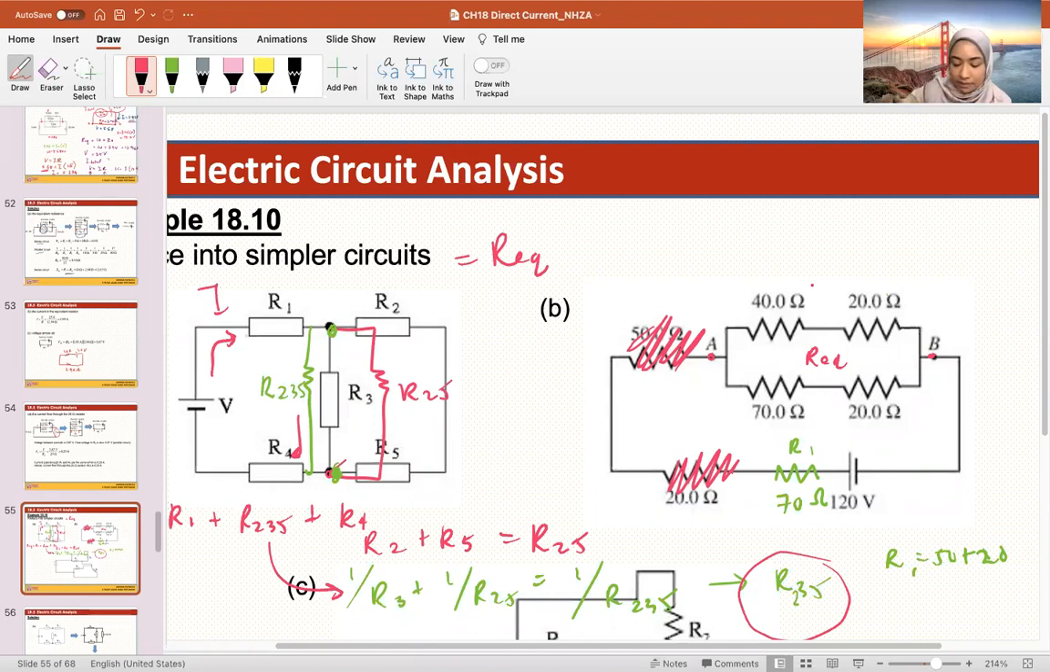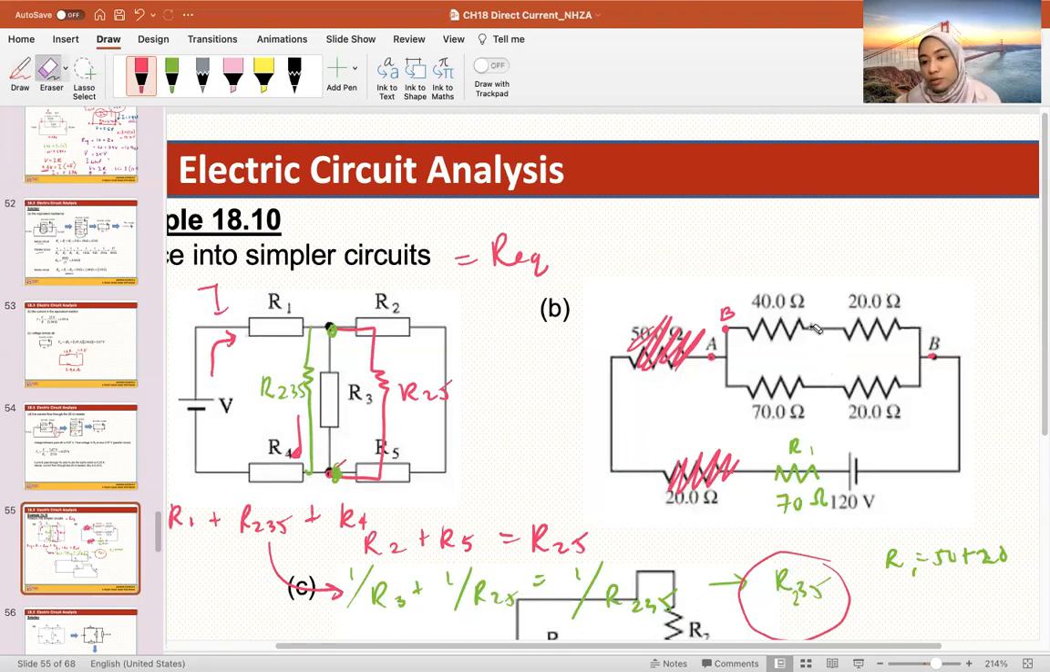Okay, so let's test what Hajar said. So if all four are in parallel, they should have the same dots connected, right? So let's say this dot is called C. Is C connected to 20 ohms? No, right? So C is not connected to 20 ohms. If it were connected, it would have to be like this. Right? Okay, so here we can say that it's not in parallel.